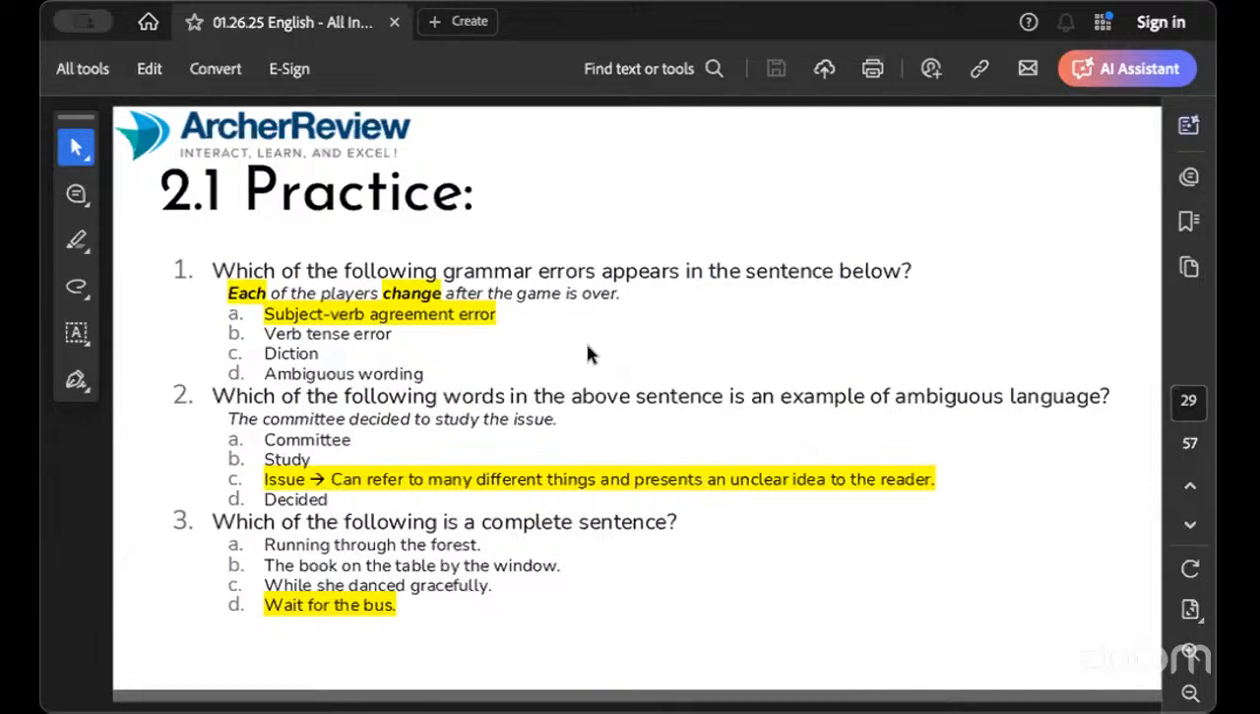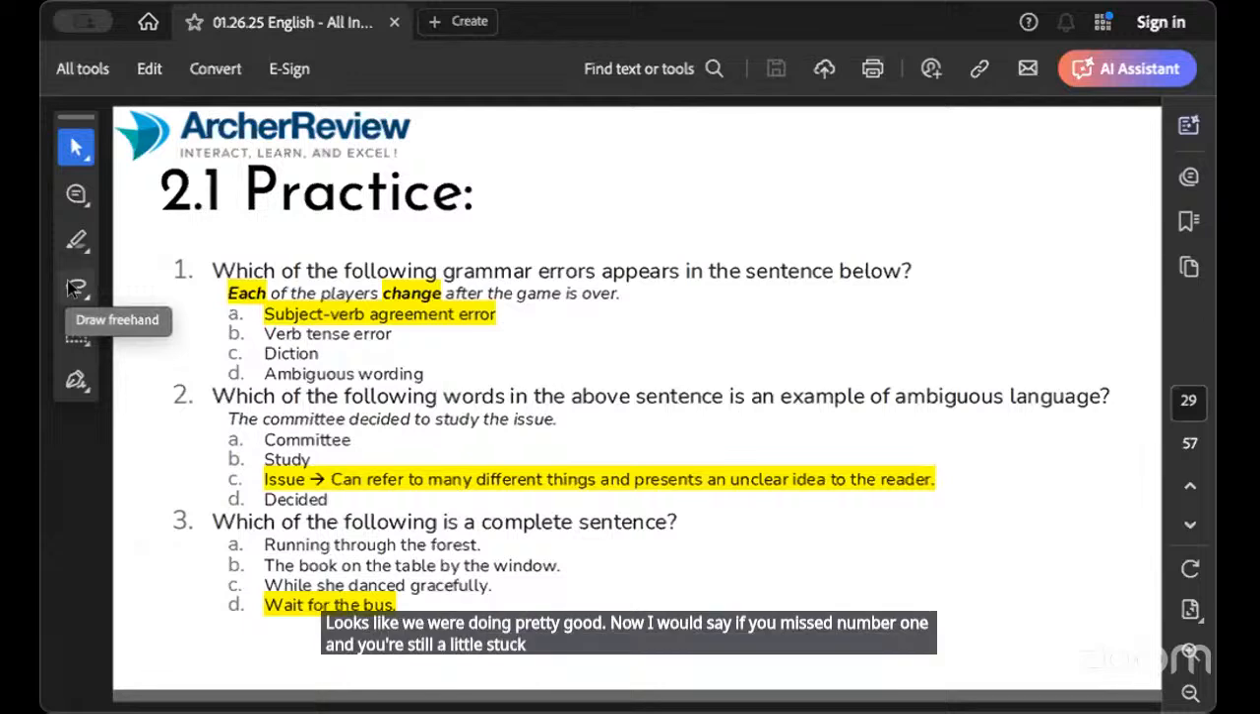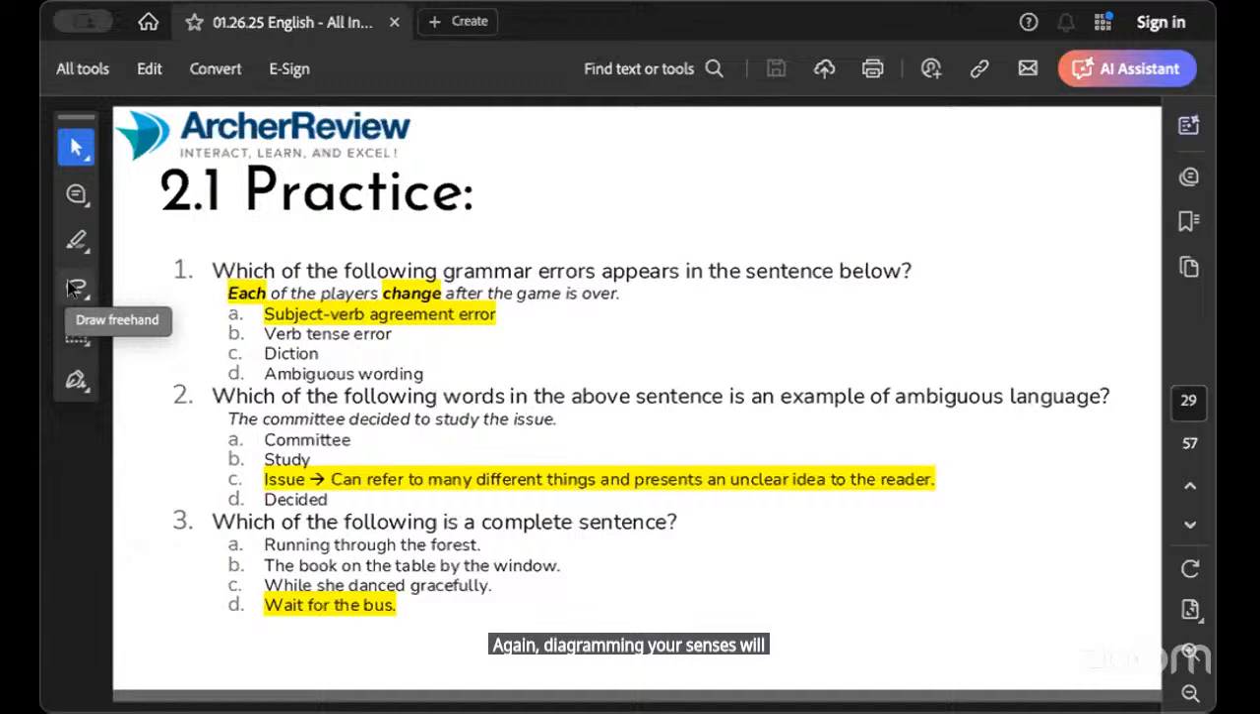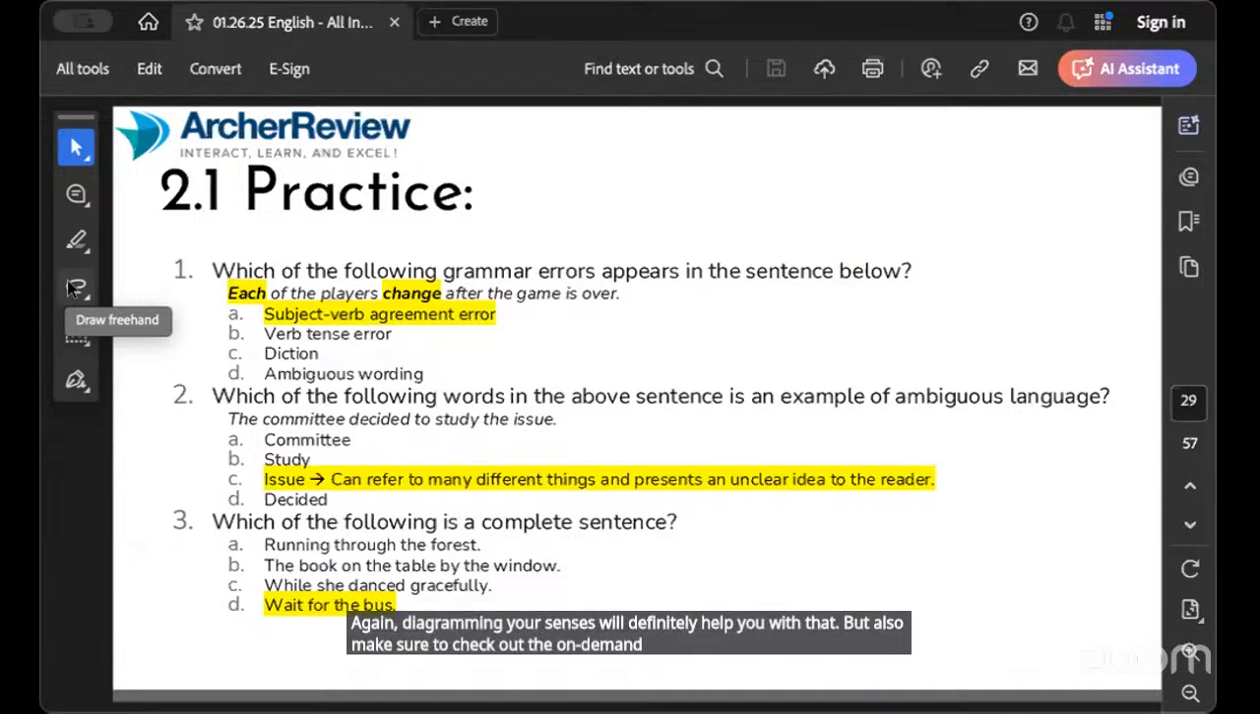Now, I would say if you missed number 1 and you're still a little stuck on subject-verb agreement, again, diagramming your sentences will definitely help you with that. But also make sure to check out the on-demand videos because there's a section all about subjects and verbs.